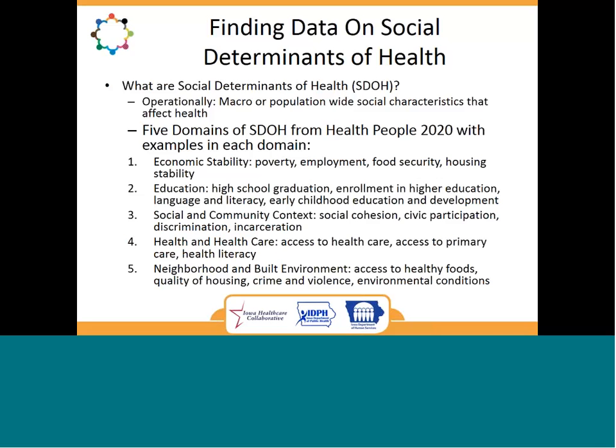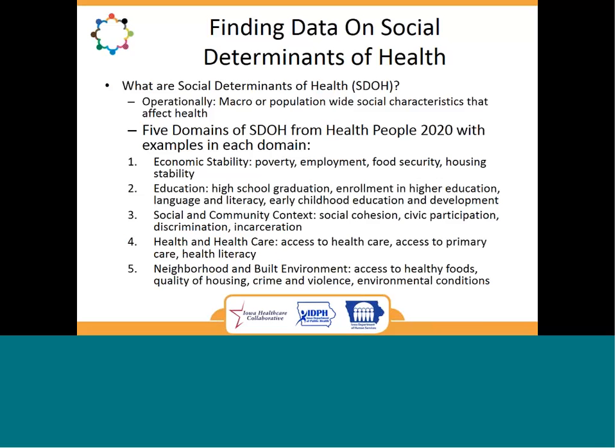So let's begin by framing the discussion. What are social determinants of health? Operationally, we're talking about macro or population-wide social characteristics that affect health. There are 5 domains of the social determinants of health from Healthy People 2020. We have those listed here: economic stability, education, social and community context, health and healthcare, neighborhood, and built environment.